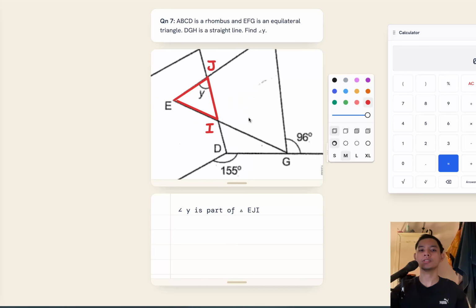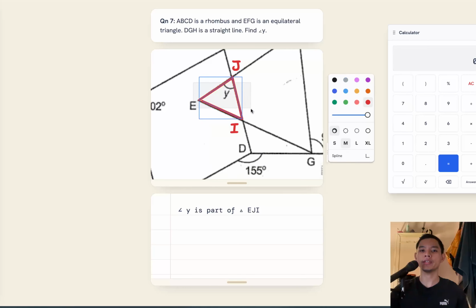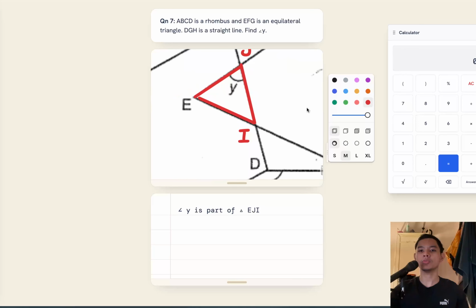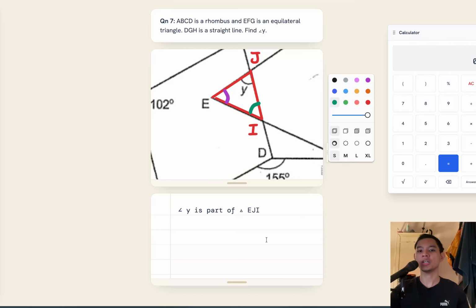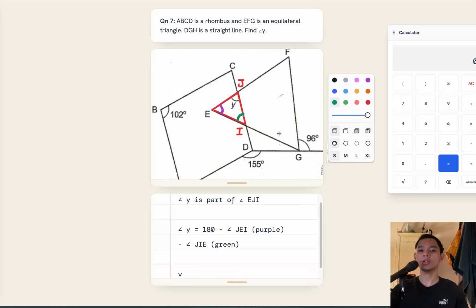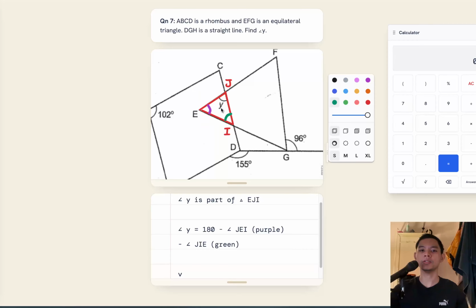Next, since this is part of this triangle, we need to find 2 other angles. The 2 other angles are JEI and JIE. So that means angle Y is equal to 180 minus angle JEI, which is purple, and minus angle JIE, which is green. So for this, how can we find this purple angle over here?